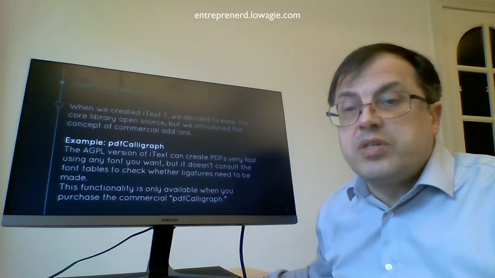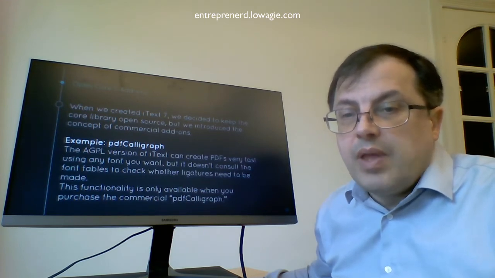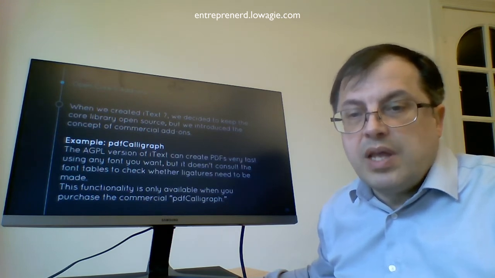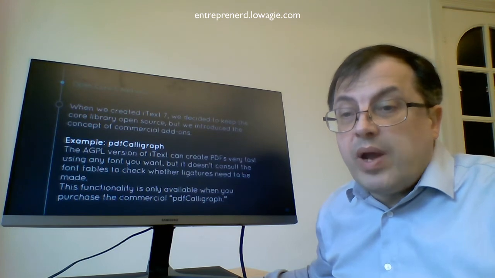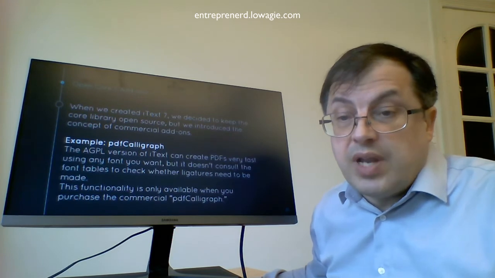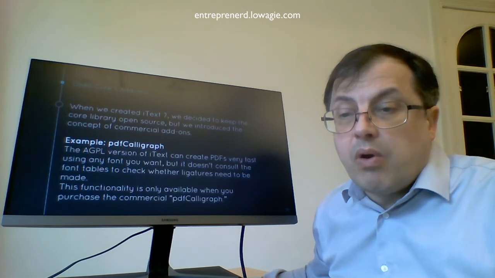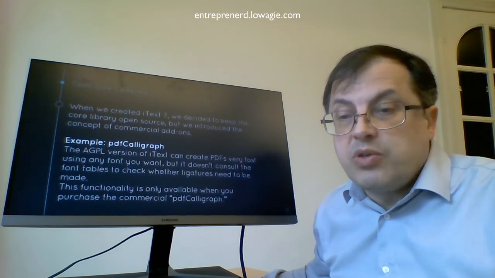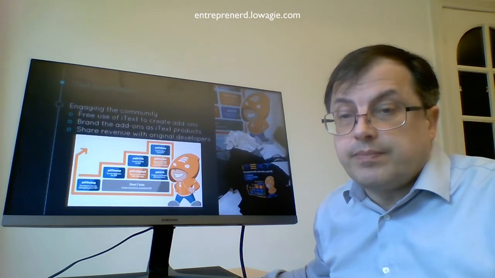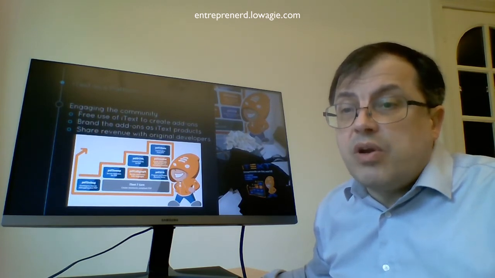Such a check reduces the speed of the PDF production, but it results in a PDF with a much better quality. We created a closed-source proprietary add-on, PDF Calligraph, to achieve this. This add-on also supports many writing systems that aren't available in the free version. Customers who want to use that functionality need to purchase a commercial license. This is an example of what we call open core. The core functionality is available as open source, but if you need specific functionality, you might need to purchase commercial add-ons.